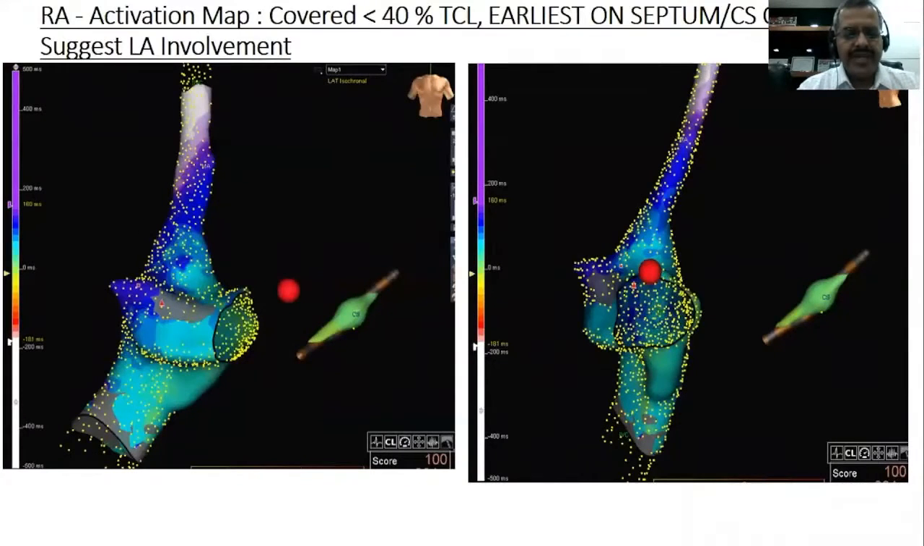So mapping of the right atrium showed that it covered only 40% of the cycle length. Mostly the earliest activation was on the septum and CS os, indicating that it was predominantly a circuit in the left atrium.